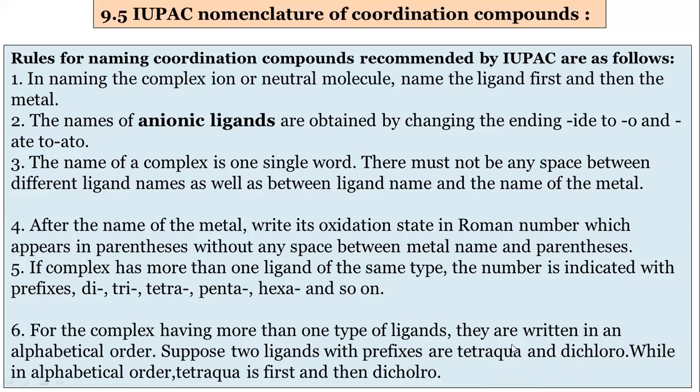Remember, many students get confused here. We have to consider the ligand name, not its prefix, for alphabetical order. So for arranging the ligands alphabetically, consider the name of the ligand. Here aqua, A, comes first, and chloro, C, comes later. So don't get confused by T coming later and D coming first. Don't take the prefixes; consider the ligands. So this is rule number 6. Then what is rule number 7? I am coming to rule number 7.